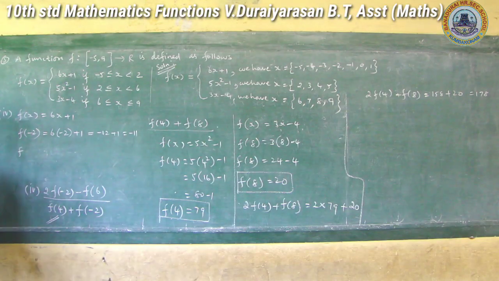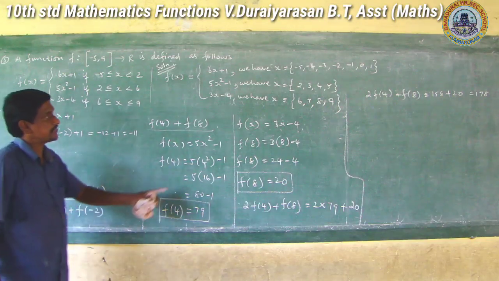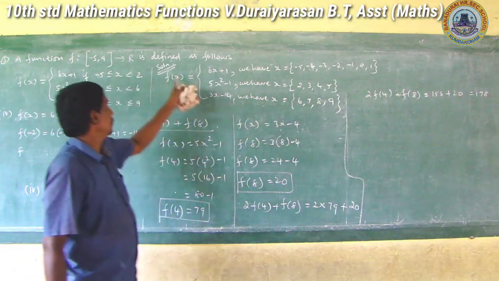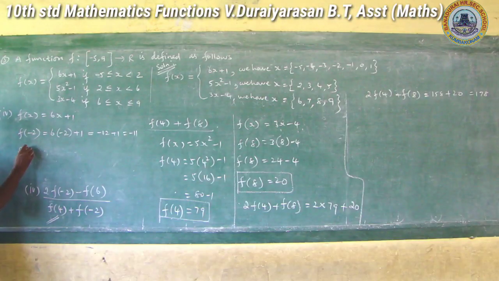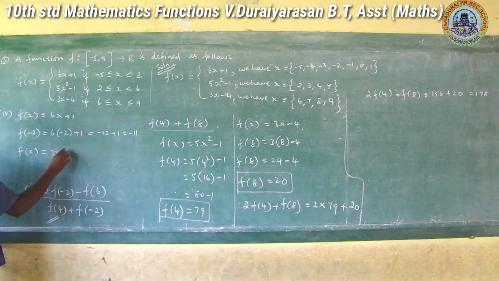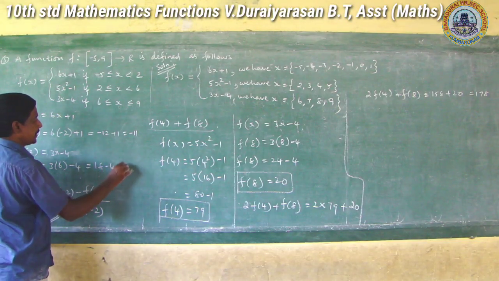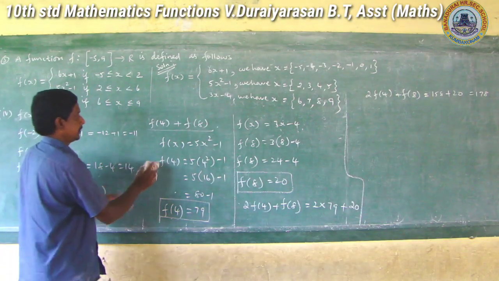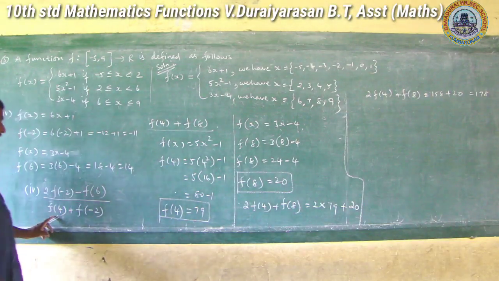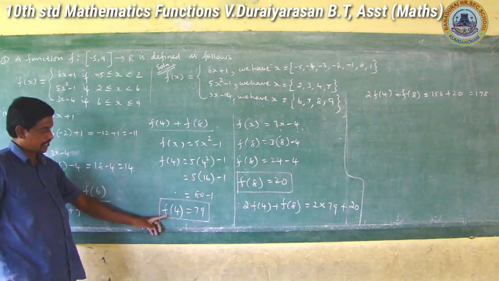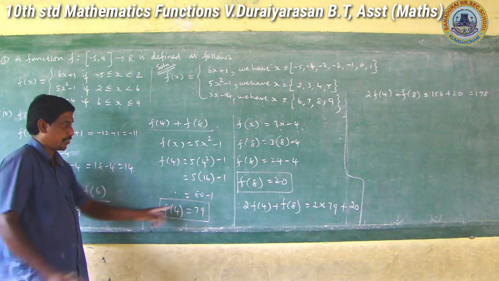Next, f of 6. What is the value of 6? The third one. So f of x is equal to 3x minus 4. Substitute x is equal to 6. 3 into 6 minus 4. 3 6s are 18, minus 4 is equal to 14. Next to find f of 4. f of 4 is already found out: f of 4 is equal to 79.